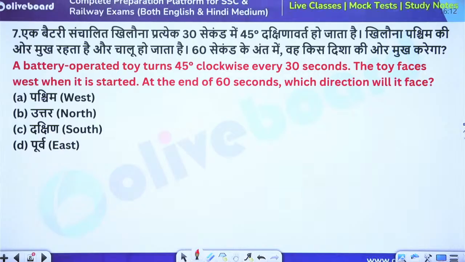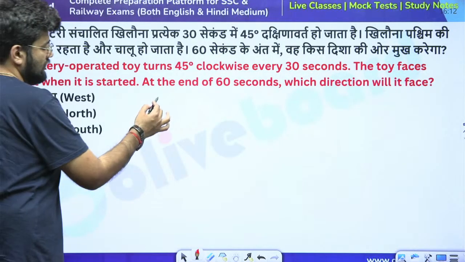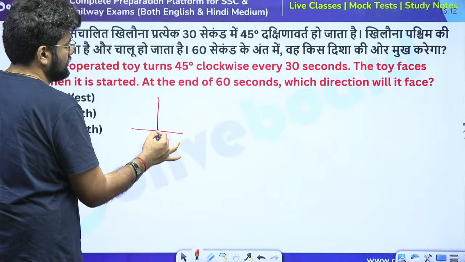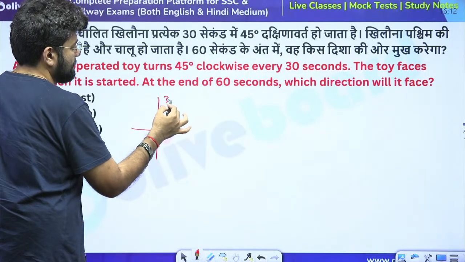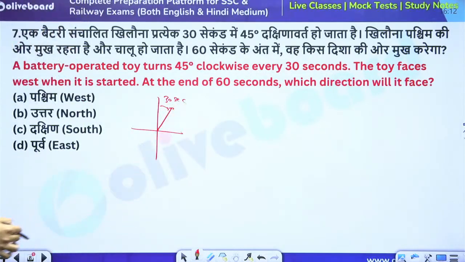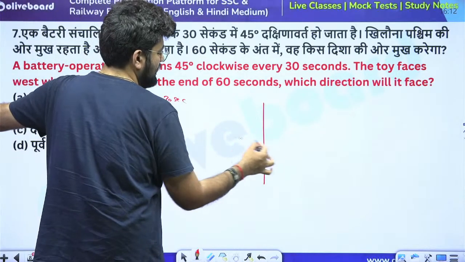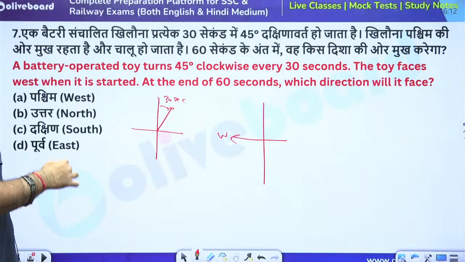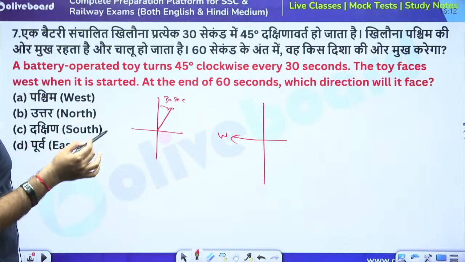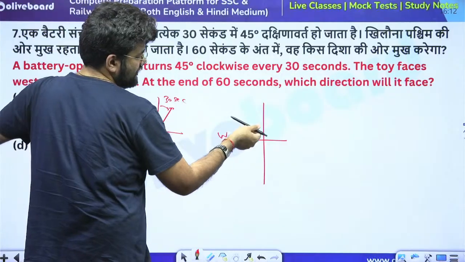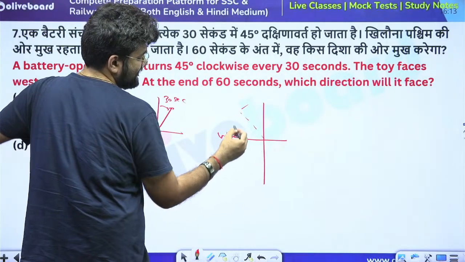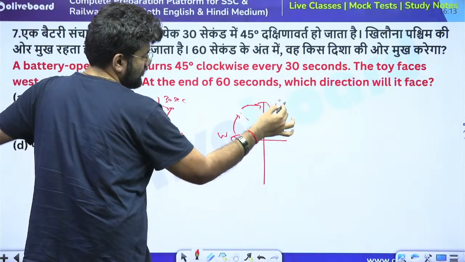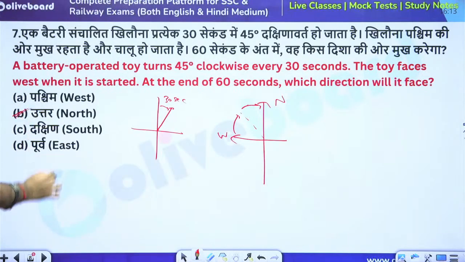A battery operated toy turns 45-degree clockwise every 30 seconds. Every 30 seconds, it is going 45-degree clockwise. The toy faces west when it started. It is facing west currently. At the end of 60 seconds, which direction will it face? 60 means 30 and 30. So that is 30 and 30. So it will face the north. Option B. Easy.